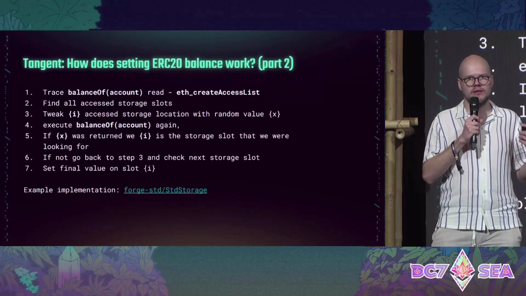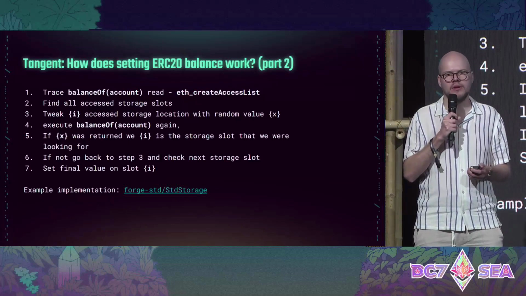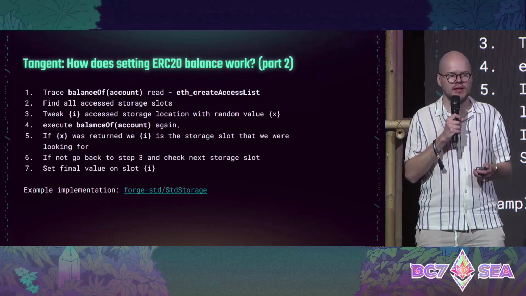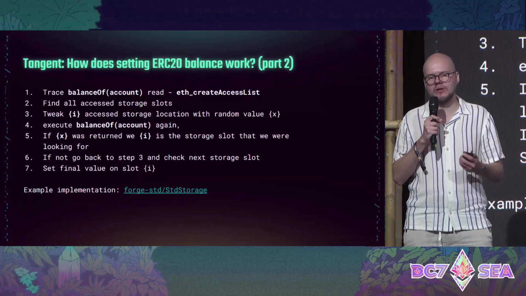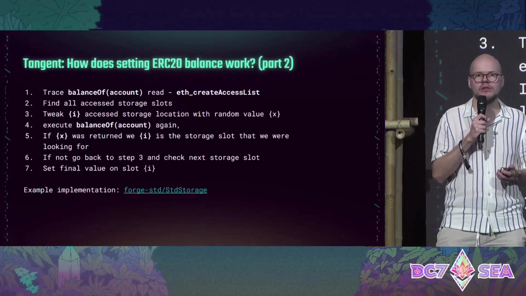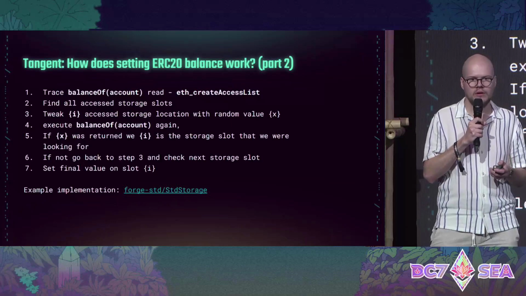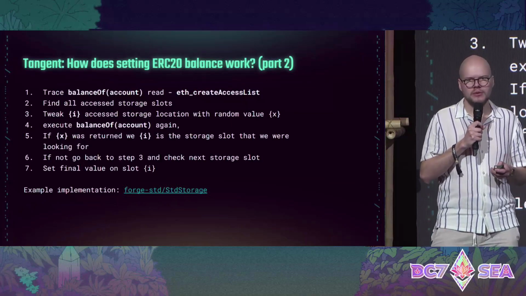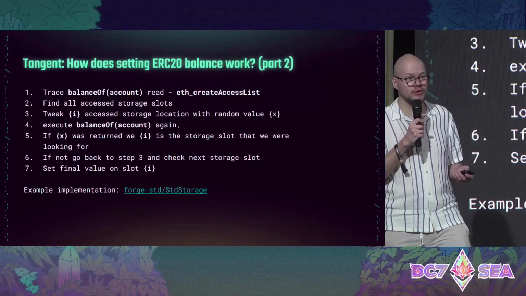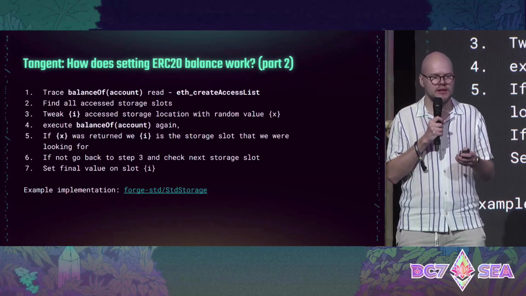So we can set arbitrary ERC20 token balances by first tracing the balanceOf call for a particular account, and then we can iterate over touched storage slots and change them until we find the one that holds a proper balance. And this is actually how the Forge Std deal cheat code works under the hood. So this implementation is pretty good. It works with most ERC20 token implementations. And if you're doing something very custom, you probably want to come up with your own mock for a given contract or something like this.